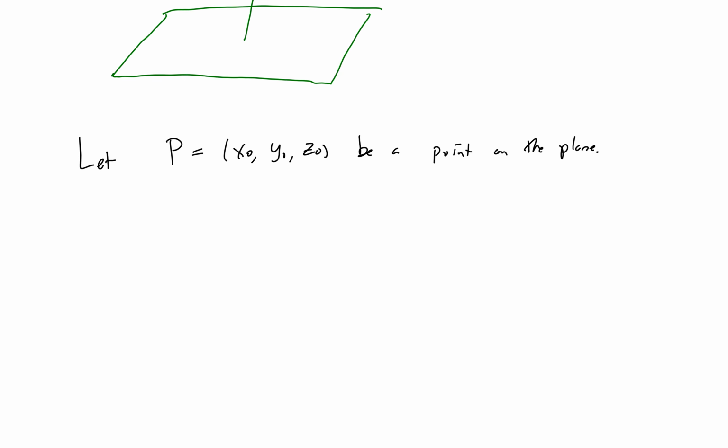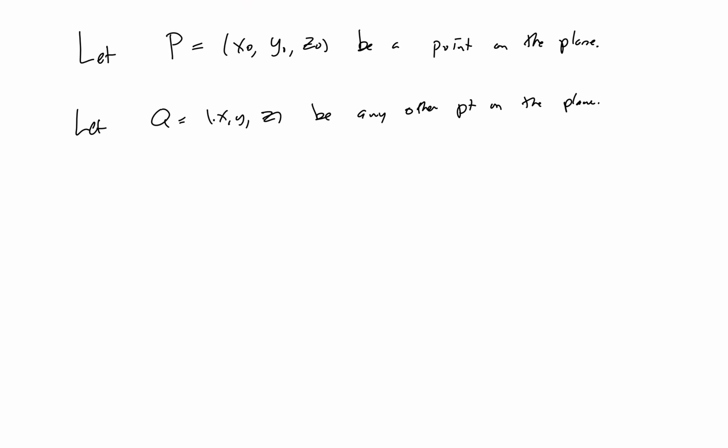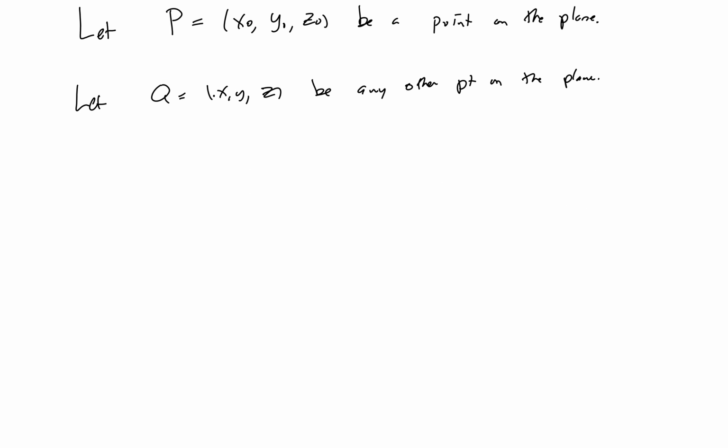Now let's let Q be any other point. So let's just call this x, y, z. Just be any other point. All right, so I'd like some kind of equation that restricts what x, y, and z can possibly be. So let's think of having our plane here.